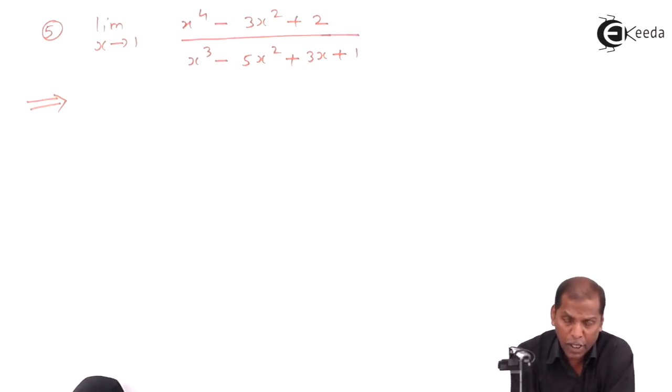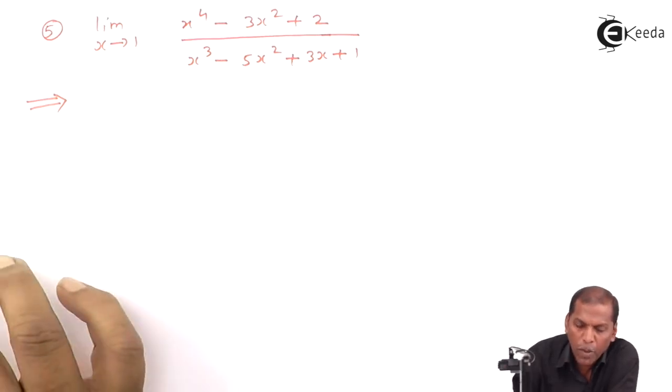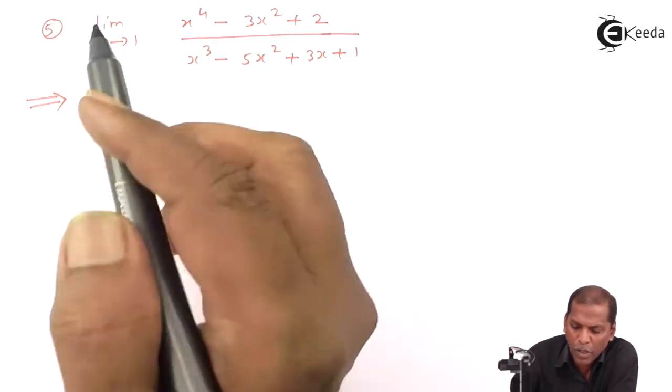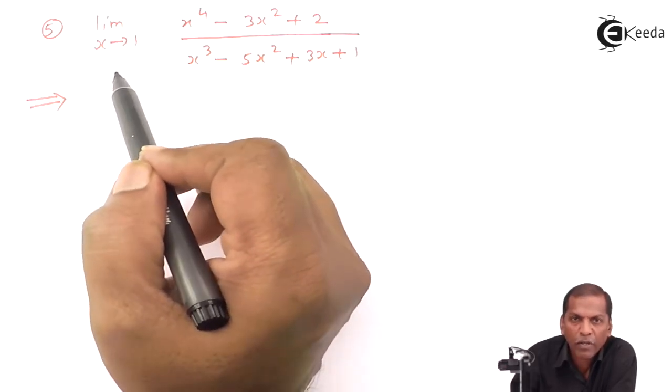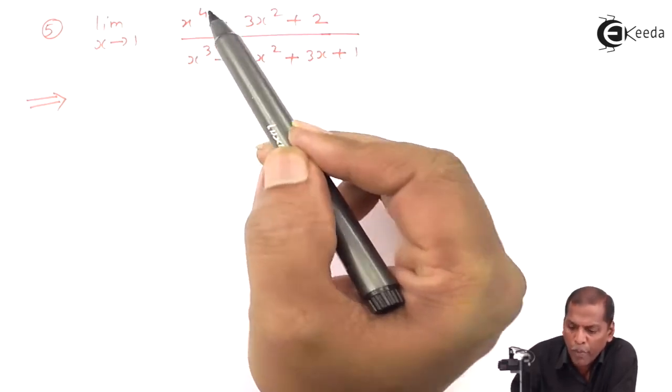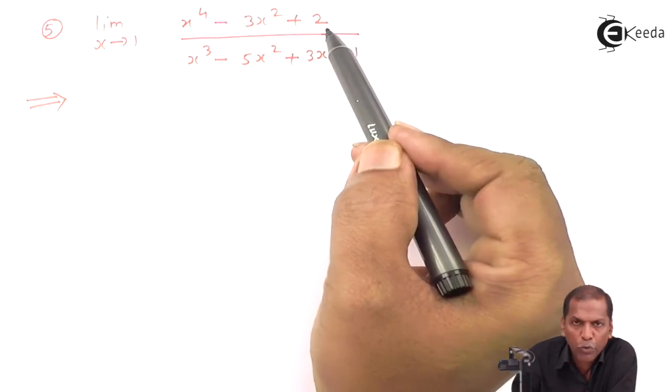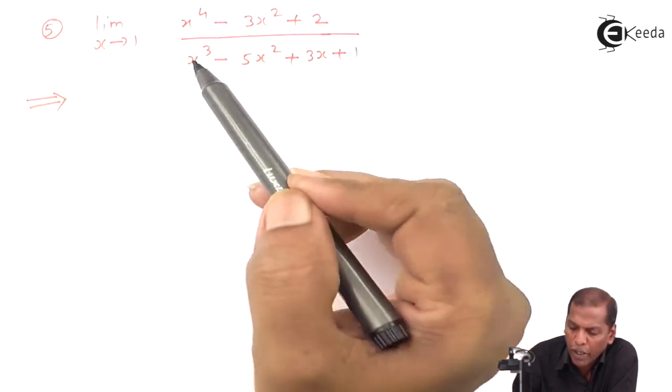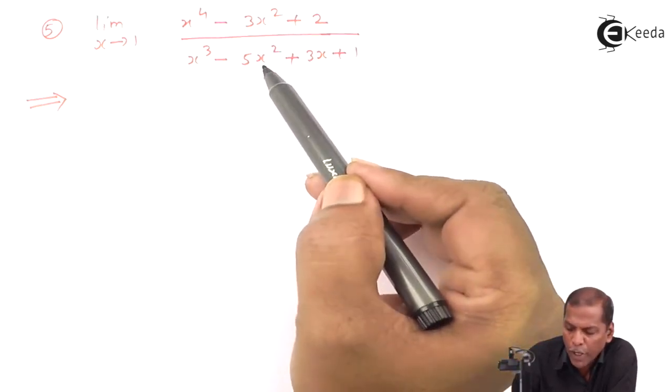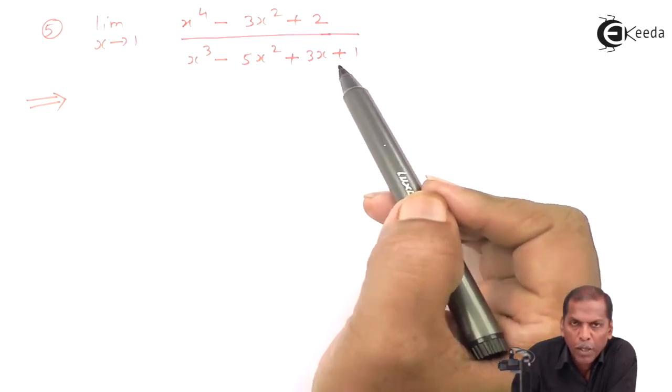Hello friends, now we see problem number 5, which is also based on the factorization method of the chapter limits. Problem number 5 is: limit x tends to 1, (x raised to 4 minus 3x square plus 2) totally divided by (x cube minus 5x square plus 3x plus 1).